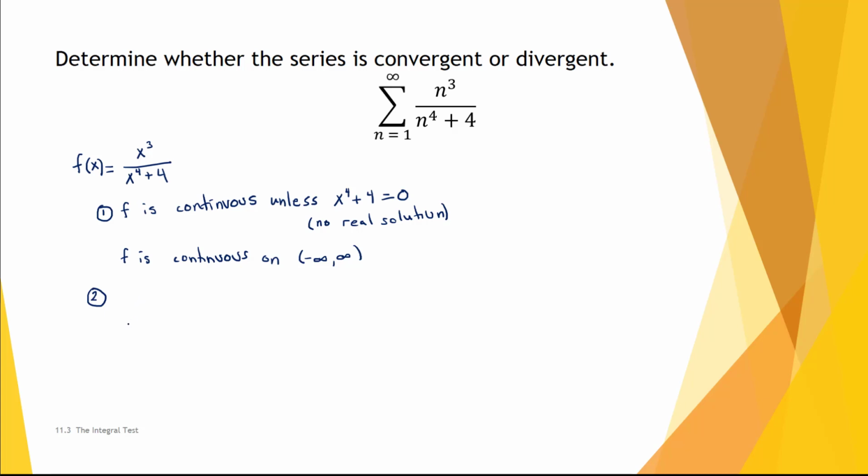on the interval negative infinity to positive infinity. The second thing we need to decide is whether f is positive. So for all x values greater than 0, we know that all three terms, x to the third, x to the fourth, and 4, are positive. So that means that f of x is positive. So our function is positive on the interval 0 to infinity. The third thing we need to determine is whether f is decreasing.